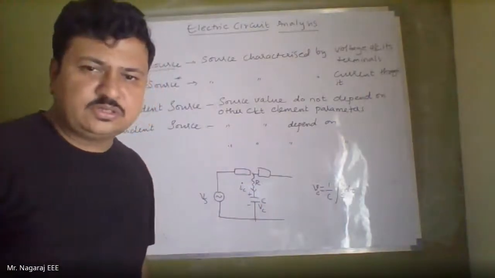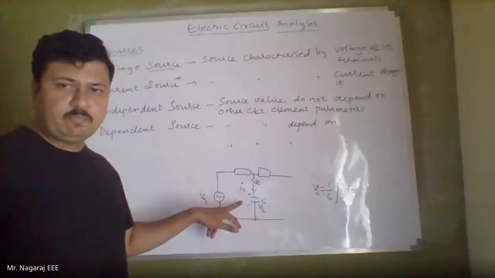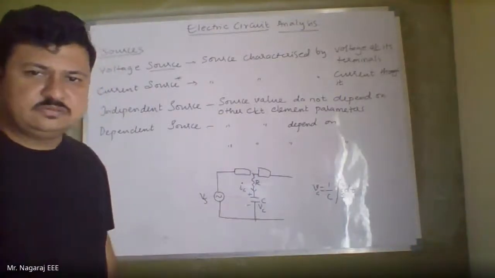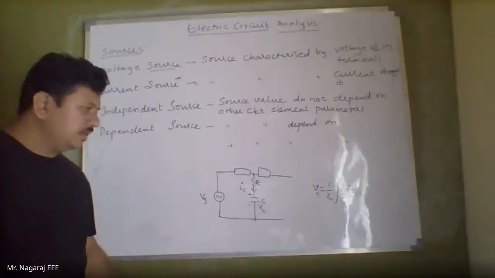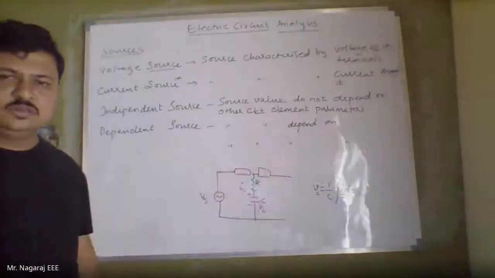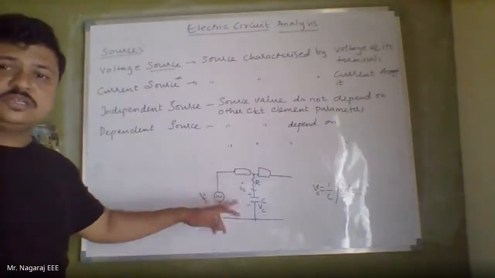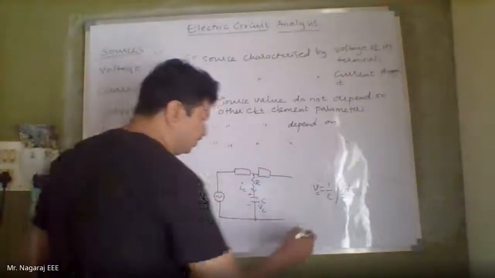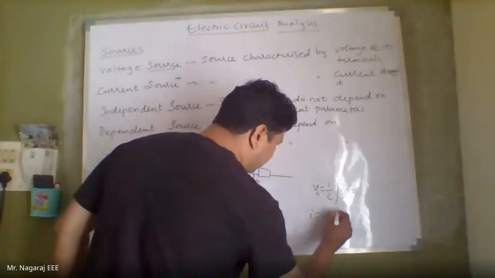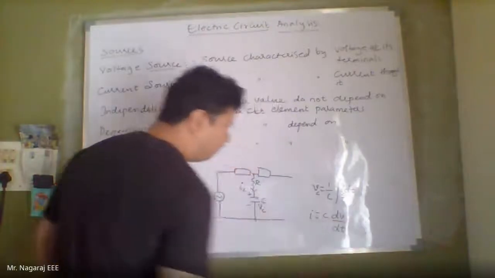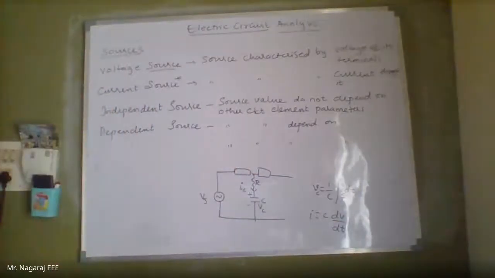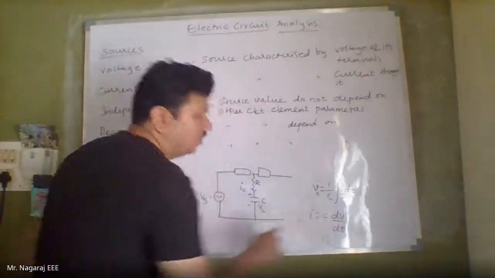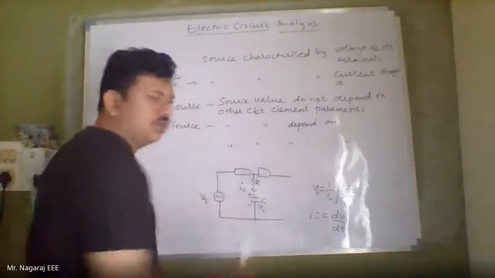Now if I want to represent this as a source, how will I represent it? I represent this as a current controlled voltage source. It can also be characterized as a voltage controlled current source when it is discharging, because the current through this is given by C dV by dt. Now if I want to know the current, I can know it through the voltage. If I want to know the voltage, I can know it through the current.